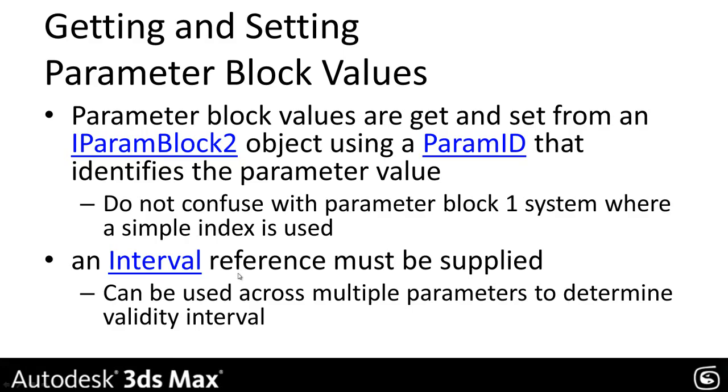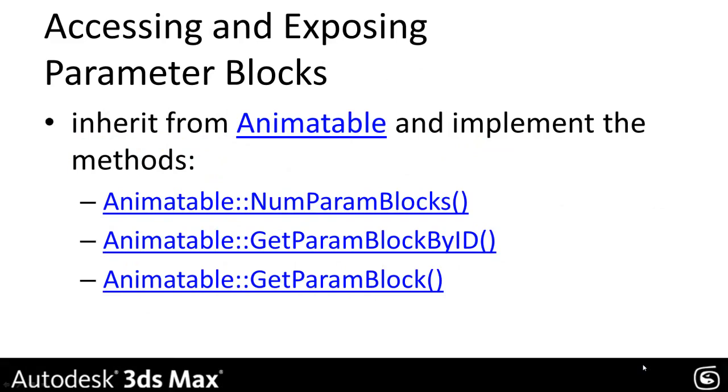Also, an interval reference is supplied, and this can be used across multiple parameters to determine the validity interval. We're going to talk about validity intervals in the animation topic next week. To access and expose parameter blocks, you first of all have to inherit from Animatable, and as we've seen in the earlier presentations, basically everything derives from Animatable, so that's not an issue. Then you need to implement the number of parameter blocks, get param block by ID, and get param block.